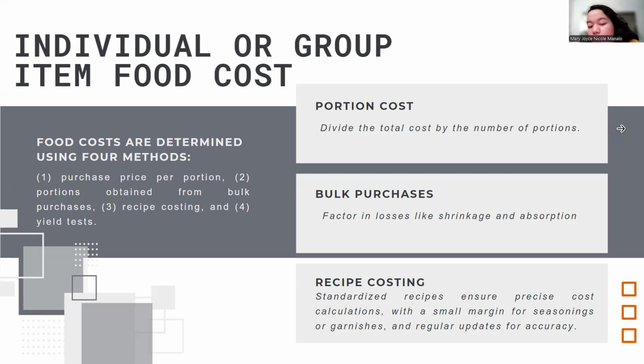So when purchasing food in bulk, portion cost is calculated by dividing the total cost by the number of portions. However, food losses, such as cooking shrinkage or ingredient absorption, must be considered. For example, if a case of 6 cans of artichoke bottoms costs $47.40, each can costs $7.90. If there are 35 bottoms per can, each portion costs 0.23. Cooking losses or absorption of ingredients like oil is also a factor to get in the final portion cost.